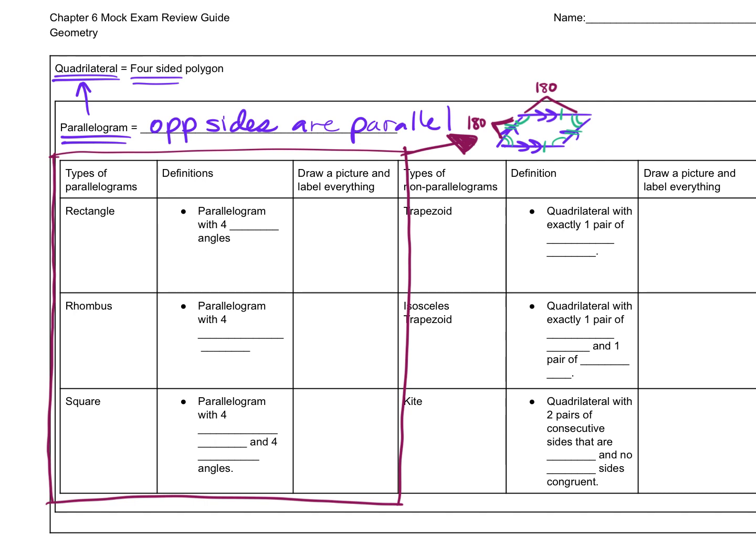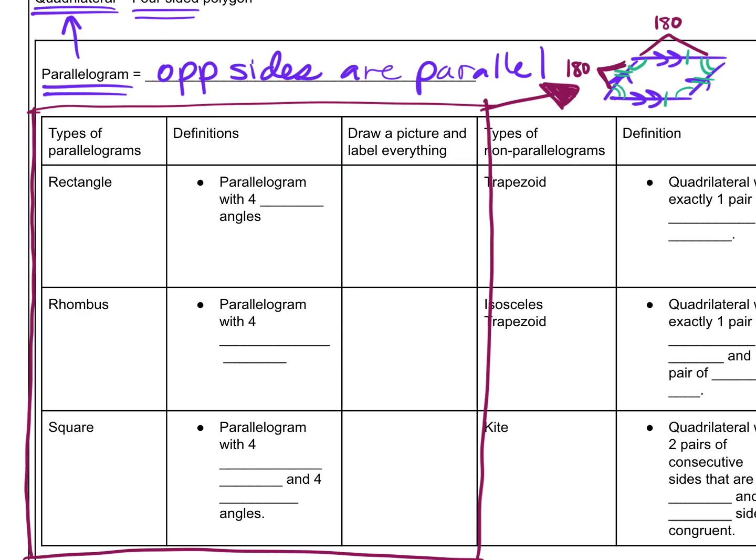They all look like that. They don't have to look just like that, but they have to have those features. Opposite sides congruent, opposite angles congruent, consecutive angles supplementary. So then go to the more specific.